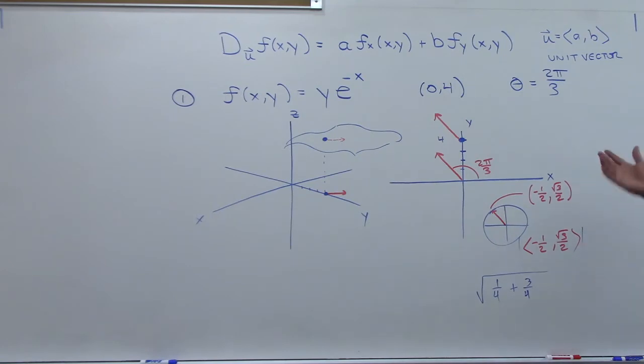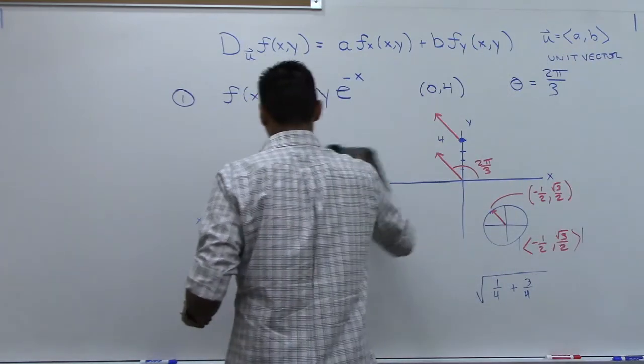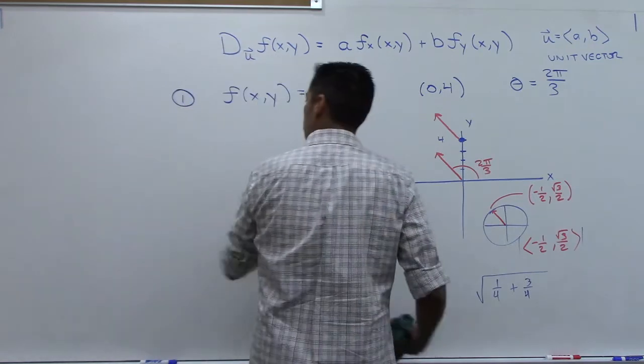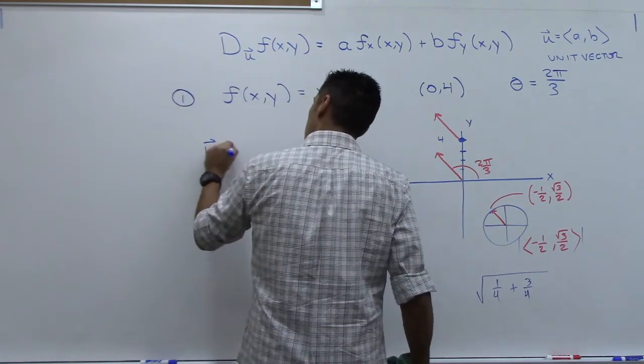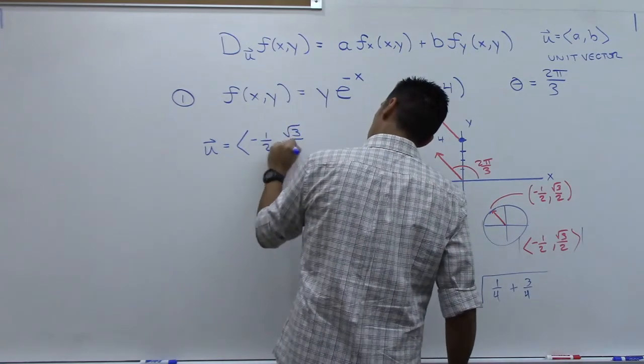So for this problem, we have to use the angle to come up with our vector, which is going to be our u. So u in this problem will be the vector (-1/2, root 3 over 2).